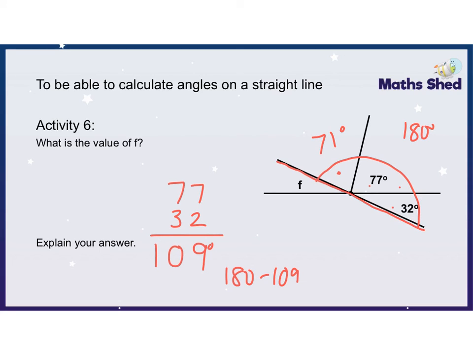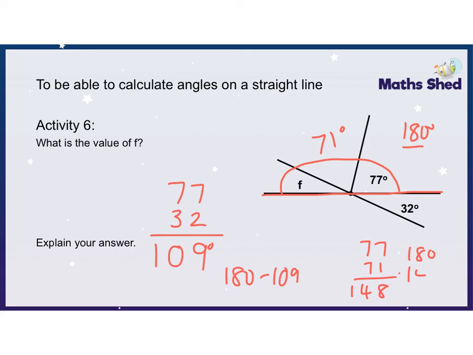Okay, so now I'm just going to erase that bit there. Now what can we see? We can see that we have a straight line here as well, going all the way across. And again we know that angles on a straight line are 180 degrees. So we're going to add up 77 and 71. That will give us 148, and then we're going to do 180 take away 148, and that will leave us with 32 degrees. So F equals 32 degrees.